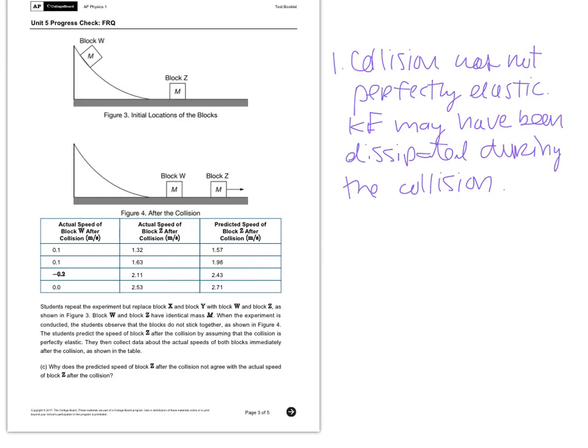And this was worth 2 points. 1 point for saying that it was not perfectly elastic, and then 1 point for an appropriate reason for that lack of elasticity. So that was the first free response question. Let's now look at the next one.